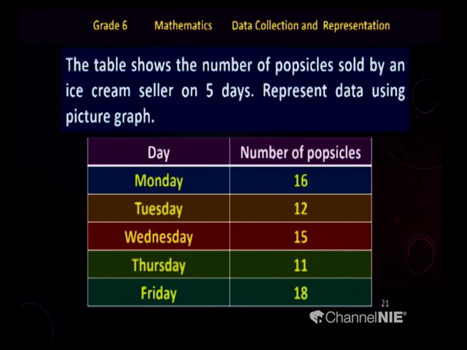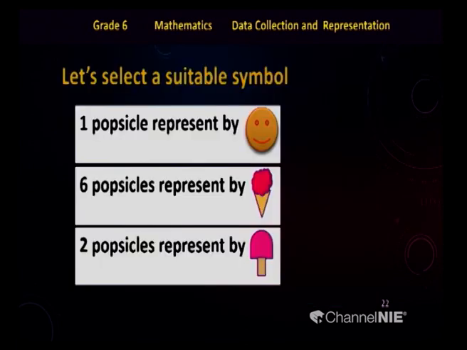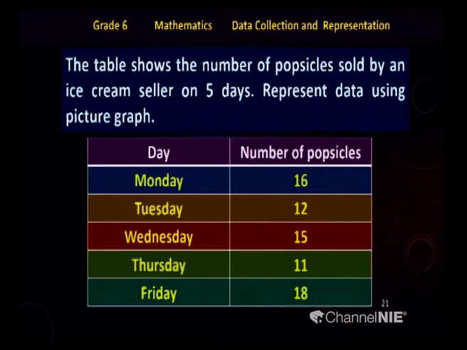So, we can use another symbol. If we use the second symbol, we can represent 6 popsicles by using that. What do you think about that? Is it suitable for this picture graph? 12 and 18 can be divided by 6. But what do you think about 11? Can you represent 11 by using that picture graph? No. By using that picture, you can't represent 11. So, it is not the suitable symbol.